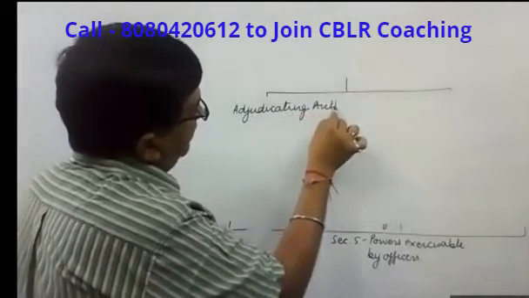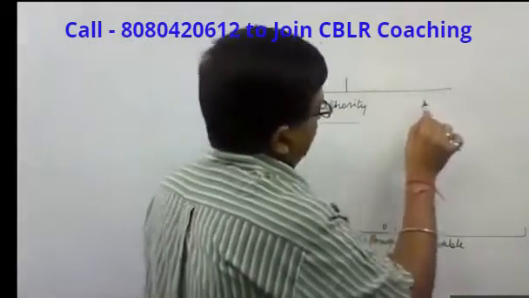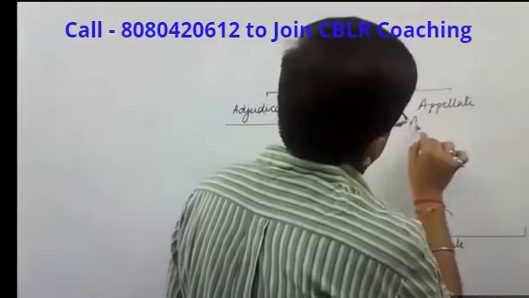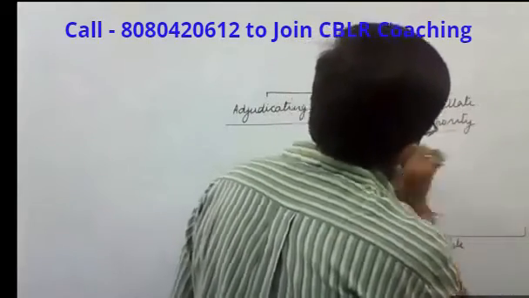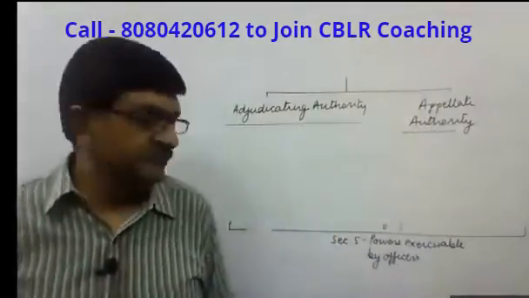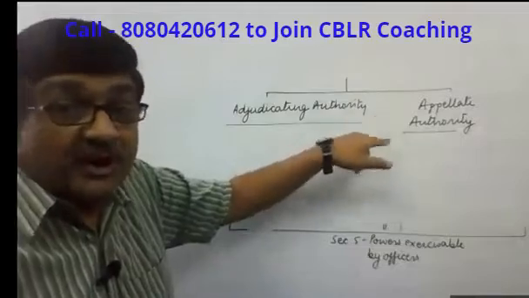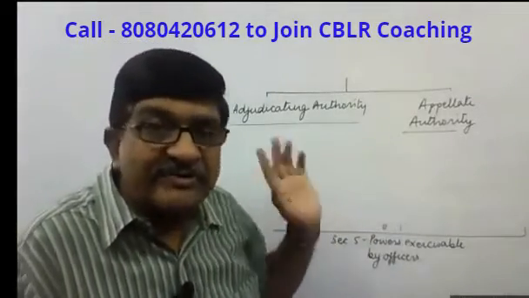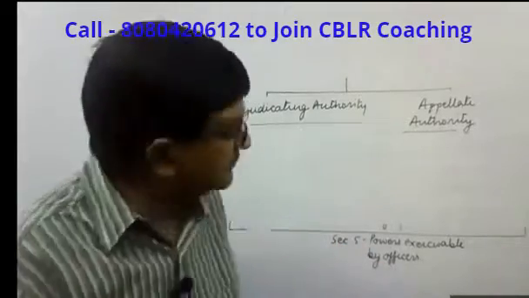Adjudicating authority and appellate authority, or you can simply write commissioner appeals, because here we're talking about the power of officers. So in this category, we will not talk about the appellate tribunal. So in this, what we're talking about is only commissioner appeal. What are his powers? So section 5 is giving that very clearly.